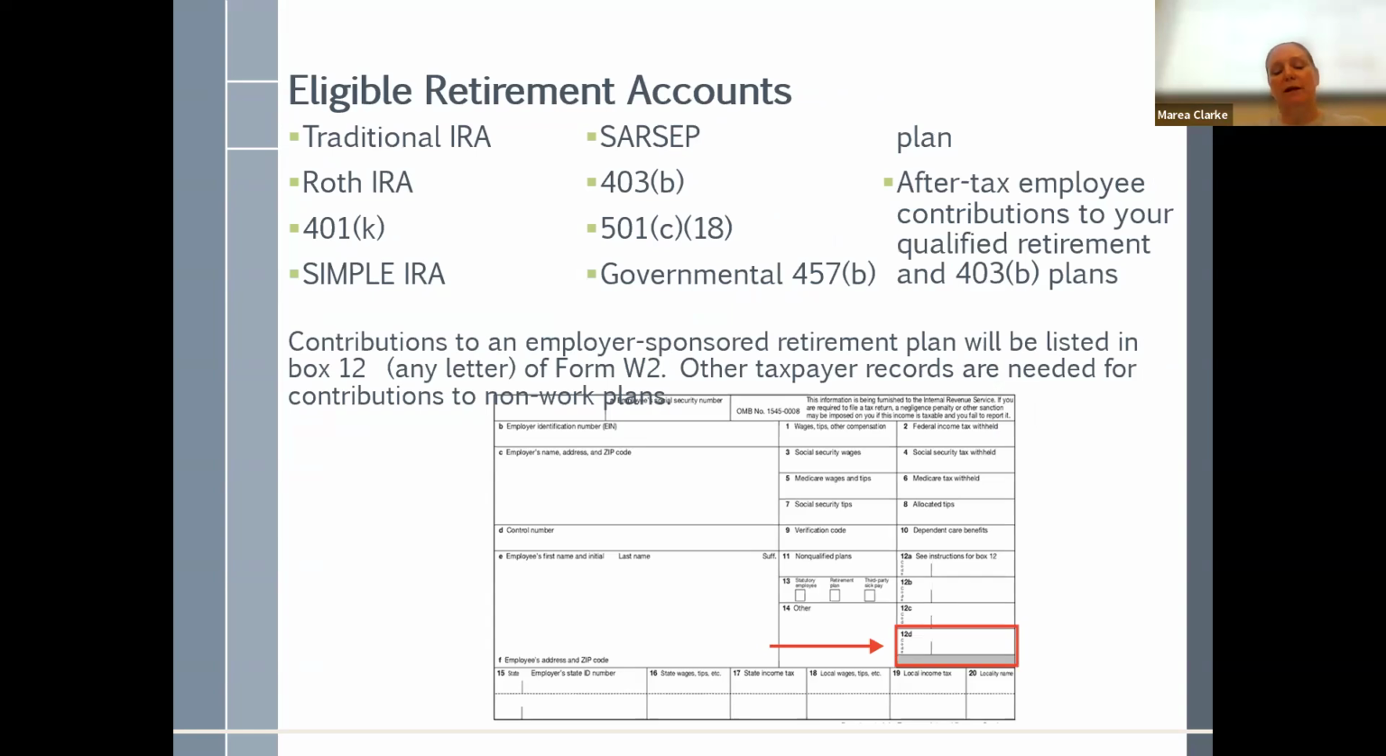This is a list of the retirement accounts. If they work at a company that has it, they would have it listed on their W-2. This one is on box 12B, but it could be any of the letters. So there's a whole bunch of different codes where the employer reports various types of things that go into box 12. There's a bunch of different types of retirement accounts that they would potentially be able to contribute to and be eligible for from that perspective.